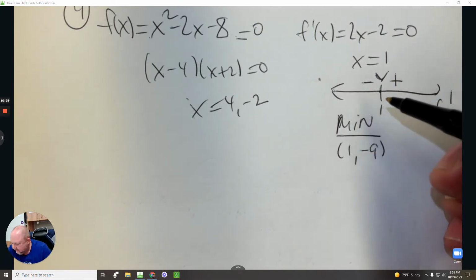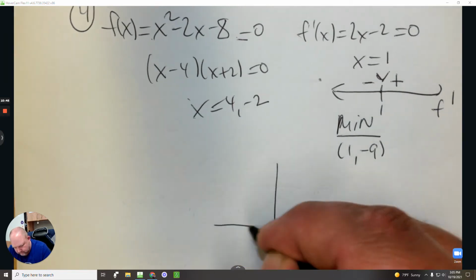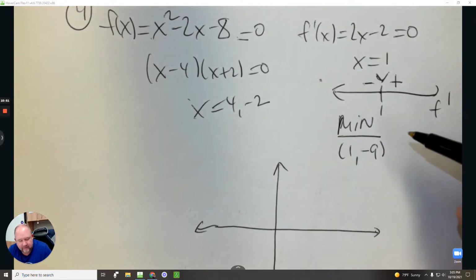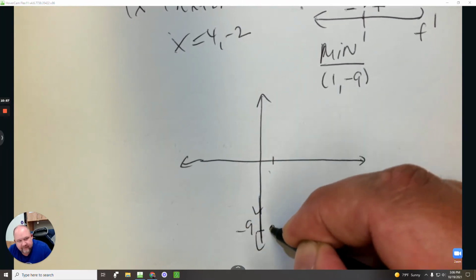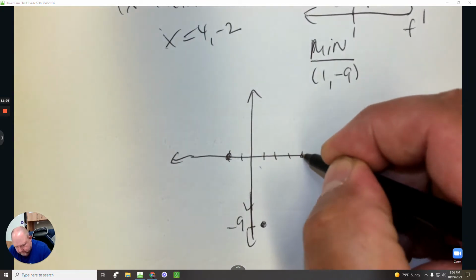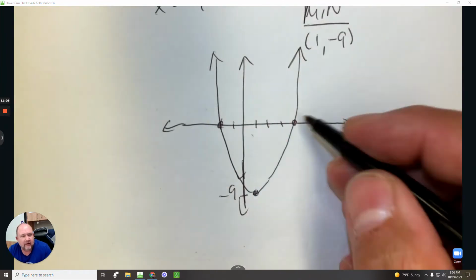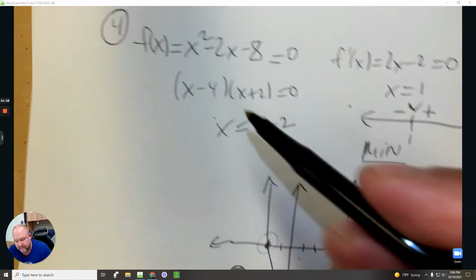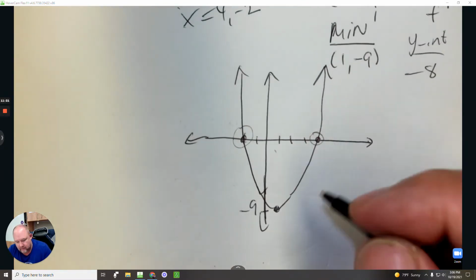Oh, if I did the concavity, does he even talk about concavity? No, not for 4 and 5. But if I did do the concavity, it's concave up. It would just be positive 2, and it stays concave up. So 1, negative 9, and then was it negative 2 and 4? And then draw your parabola. So it's concave up. It has these intercepts. Oh, I said find the y-intercept. If I plugged in 0 here, the y-intercept would be at negative 8. So this right here is negative 8.